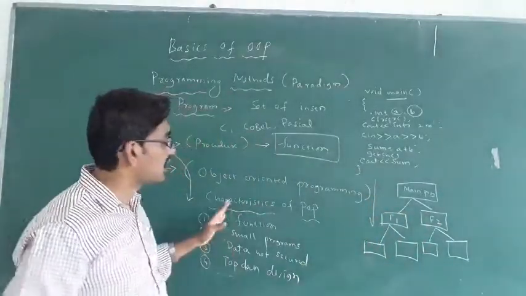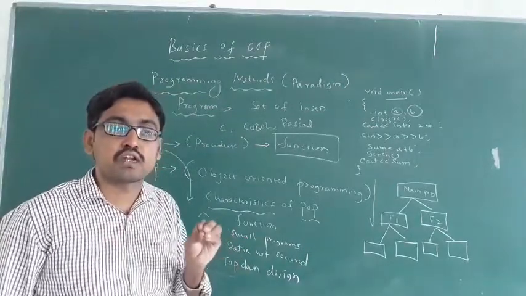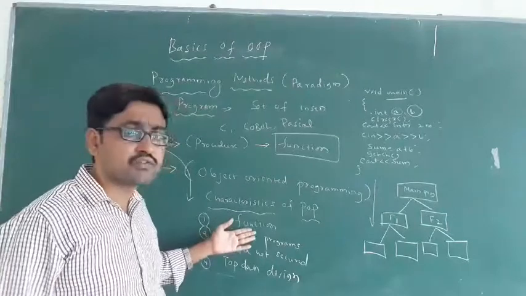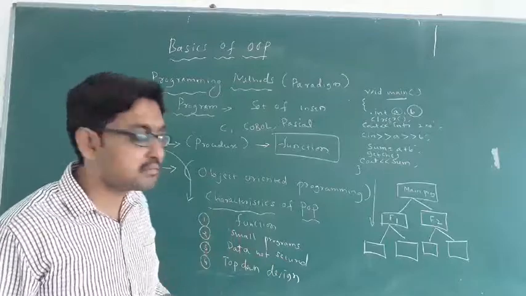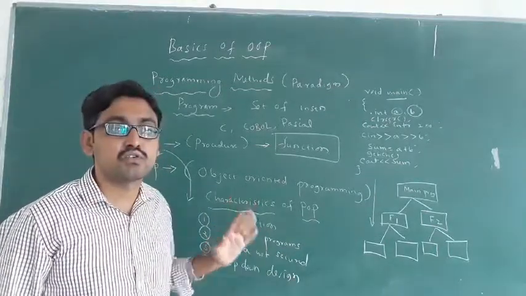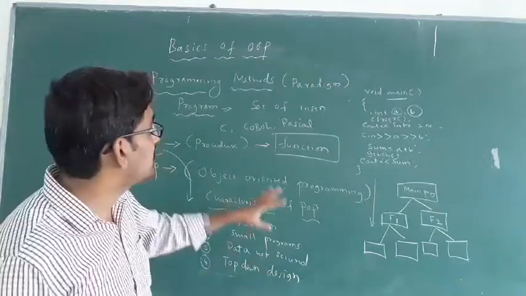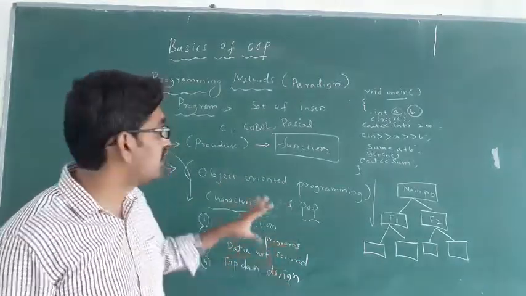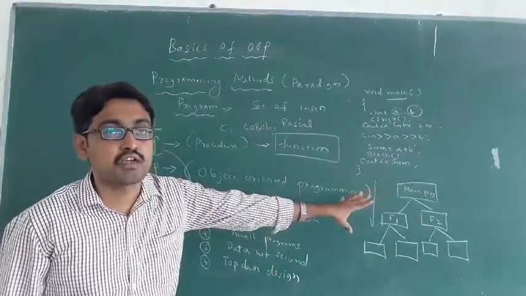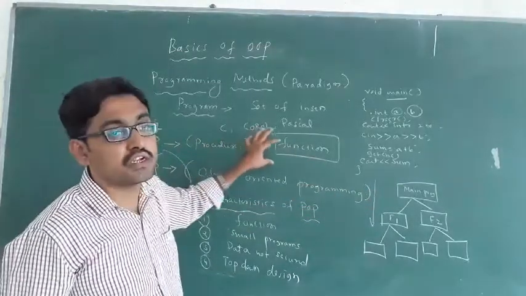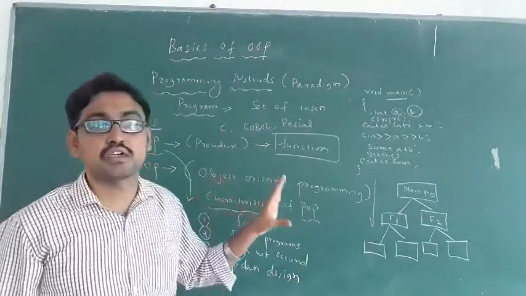Okay, these are the characteristics of POP. In the examination, a 2 marks question they will ask you, write 2 characteristics of POP. You can write: it focuses on functions, a large program can be divided into small programs, then data is not secured and it follows a top-down design. Okay, these you have to write. This is the characteristics of POP. This is the structure of POP. Then the definition of procedure oriented programming. Got it? This is about the procedure oriented programming language.